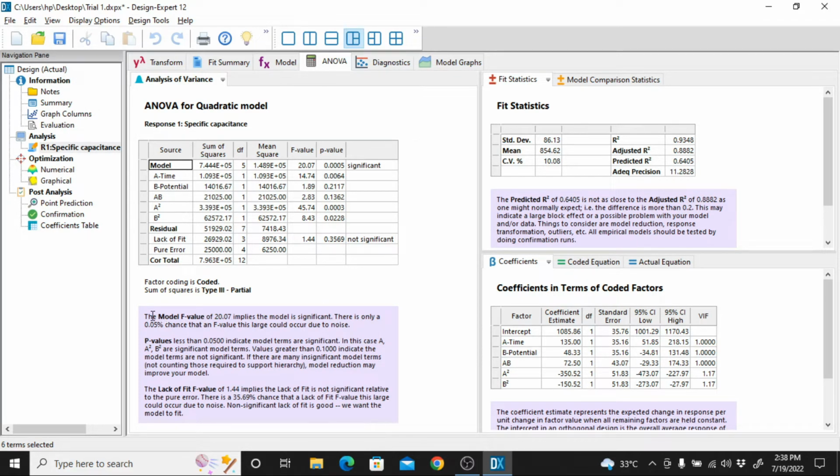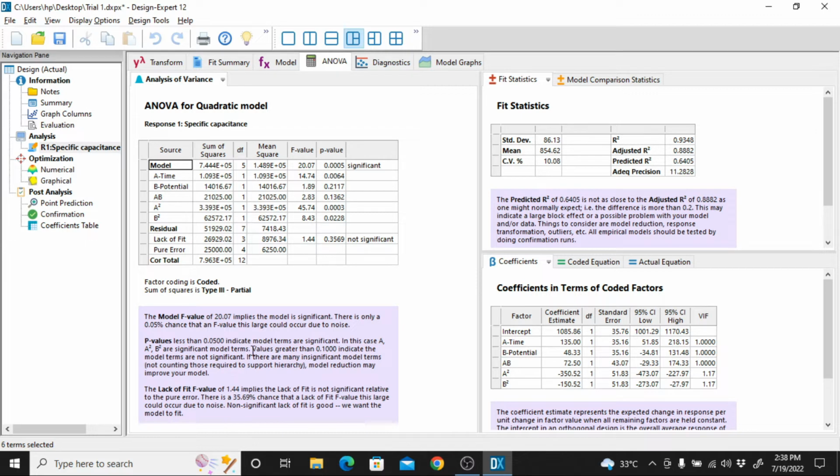Okay, they said that the model F value of 20.07 implies the model is significant. Okay, this sentence you can use in your paper. There is only a 0.05 chance that an F value this large could occur due to noise. P values less than 0.05 indicate model terms are significant. In this case, A square and B square are significant model terms.